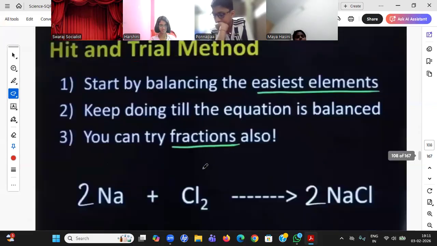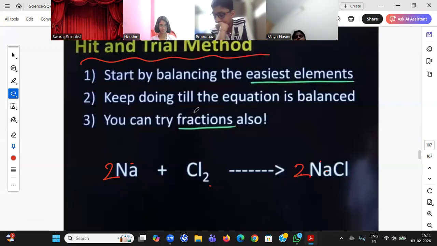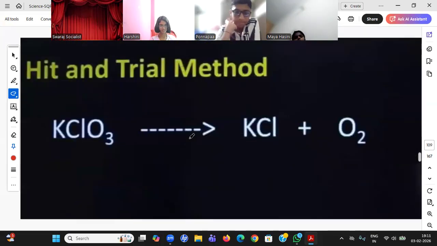Let me take one more example. So, students, this is important. Hit and trial is important. Yes, Harshini, help me. KClO3 gives KCl plus O2. What should I multiply here? Right now I want to balance it by the hit and trial method. So what should we start balancing with? With O2 then? No, I said start with the easiest one.